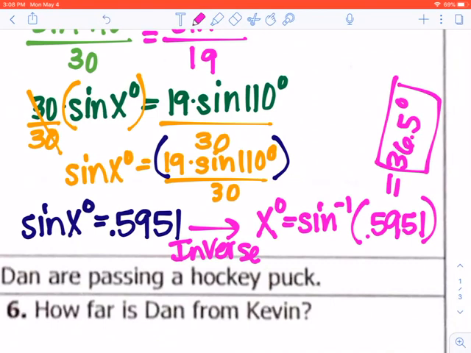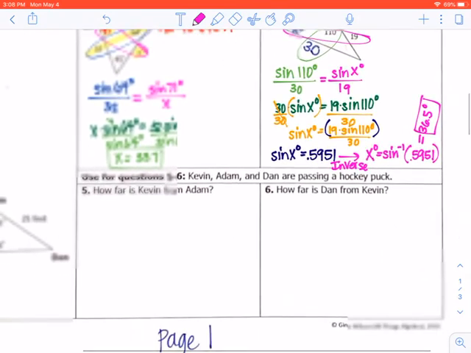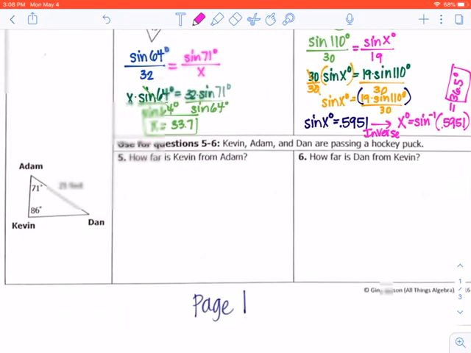So all the work is the same. You're setting it up the same. It's just at the very end, to find the angle, you have to do the inverse of that value, okay? All right, last couple, and then we'll move on to the last part of this, okay?